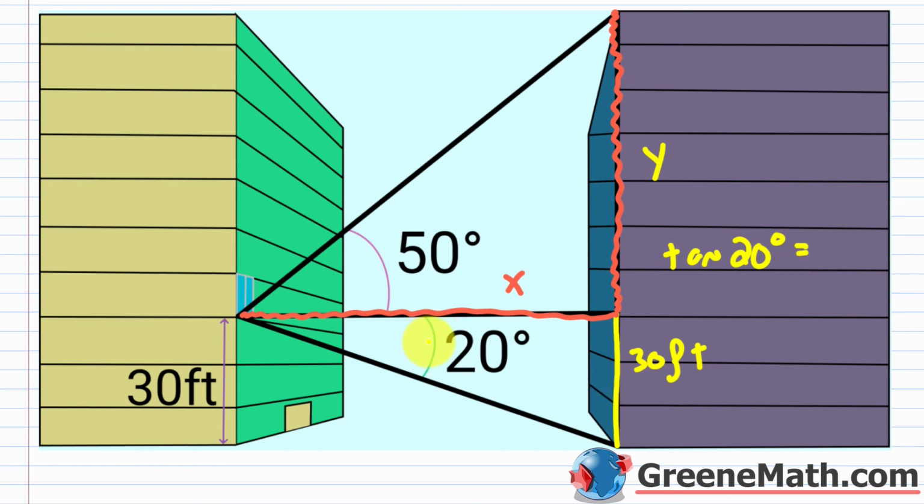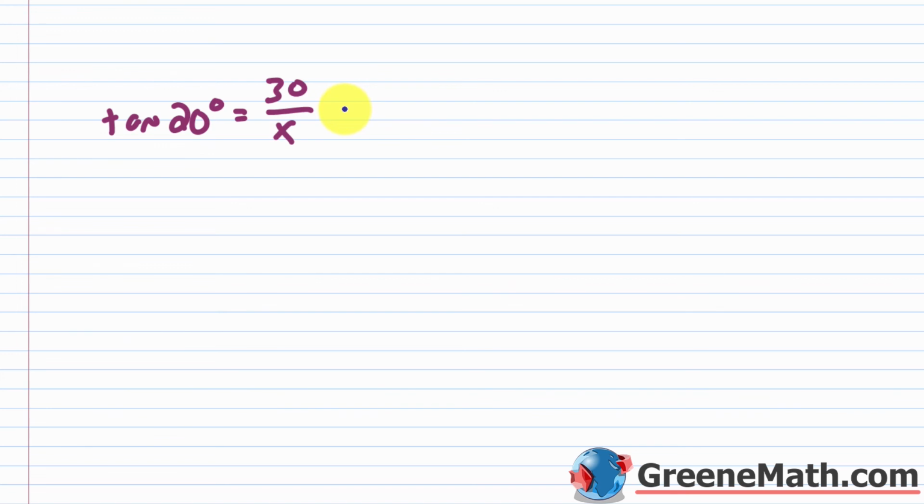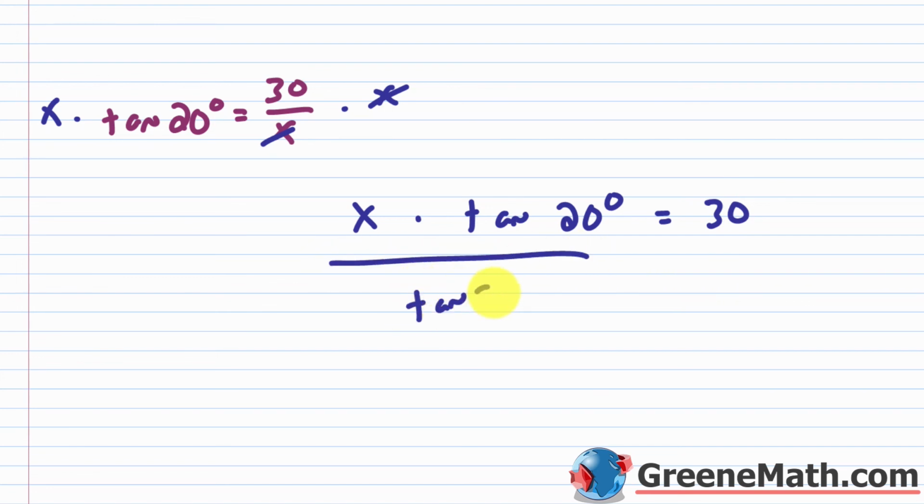Well, it's going to be your opposite, which is 30. Forget about the feet for right now. Over your adjacent, which is going to be your x. Now, what I could do is solve this for x. I'm going to multiply both sides by x, and I'm just going to cancel this away. So I have x times the tangent of 20 degrees is equal to 30. And then from here, I'm just going to divide both sides of the equation by the tangent of 20 degrees so that I can have x by itself.